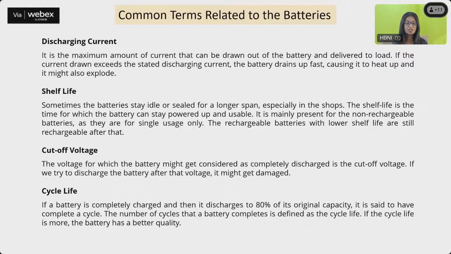And then there is something known as cycle life. If a battery is completely charged and you discharge it to 80% of its original capacity, it is said to have completed a cycle. The number of cycles that a battery completes is defined as its cycle life. If the cycle life is more, the battery definitely has better quality.